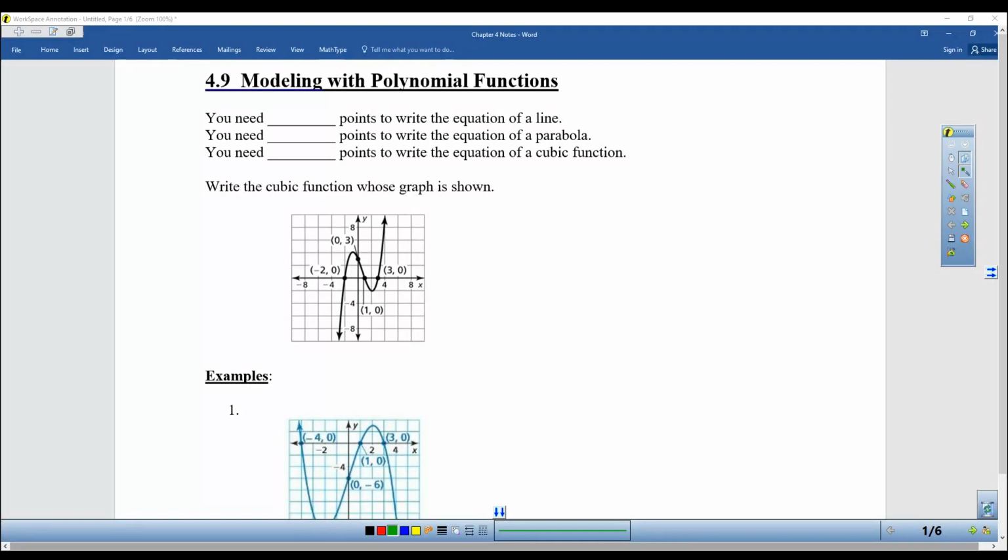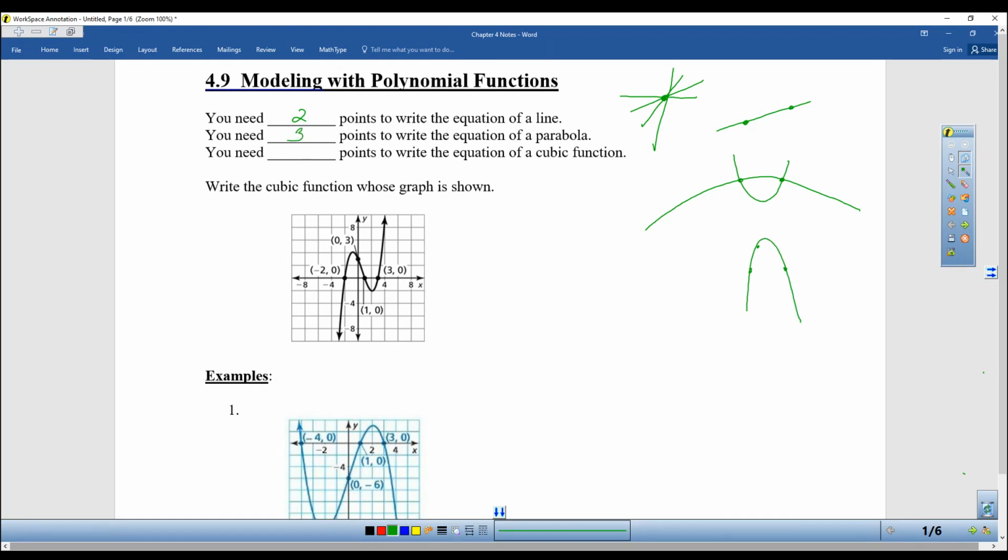So first of all, you need 2 points to write the equation of a line. If you only have 1 point, you could draw so many different lines through it. But as soon as you have 2 points, there's only one way to draw that line. Similarly, if you have just 2 points and you were trying to draw a parabola, there's so many different parabolas that you could draw through those 2 points. But as soon as you have 3 points, then your parabola becomes set, and there's only one way to draw it.